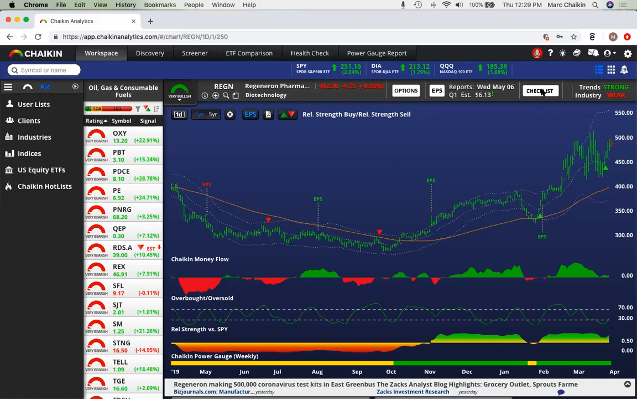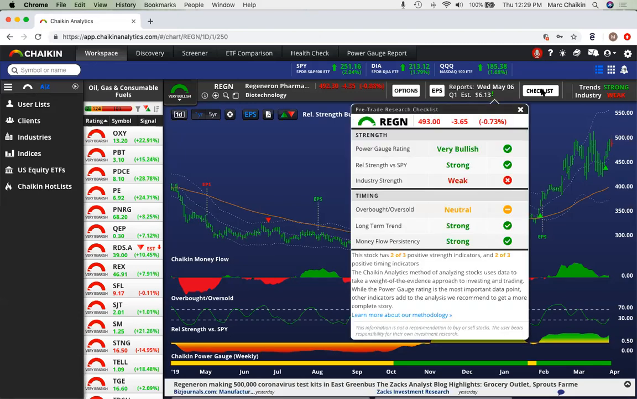Some people used to say analysis paralysis. I prefer to look at a more contemporary view: information overload. The biggest impediment we have to successful trading or investing is that there's too much information to digest. So we've solved the information overload problem by analyzing the chart for you.